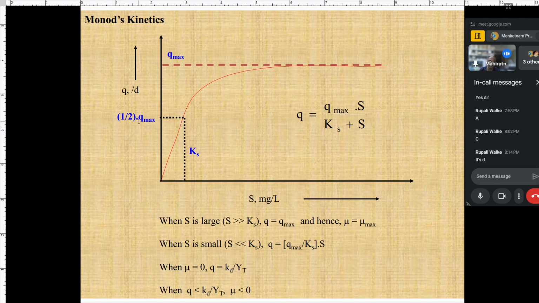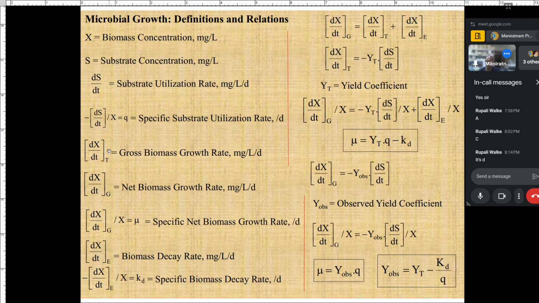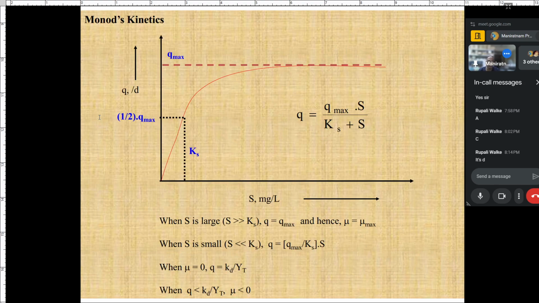So it is said that when q is half of the q max, then we have this first order, sorry, I think. You can see, yes, when s is very large, then we will have q equal to q max. And we know that q is, what is q? Q is equal to ds by dt. So for this, initially it is following a zero order law.